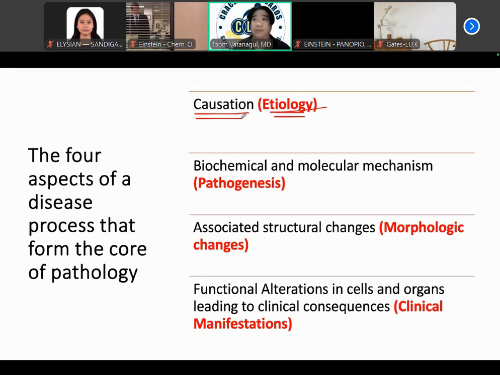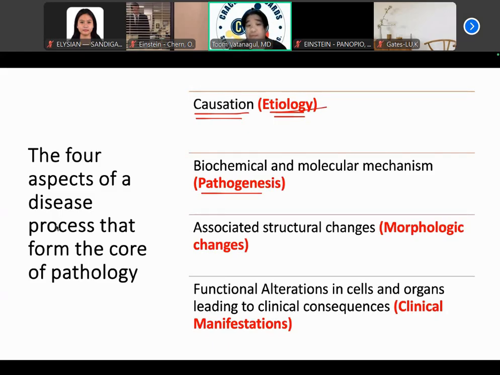Is it infectious? Is it chemical or physical agents? Is it genetic or inborn? Or is it acquired? Next is the pathogenesis, which includes both the biochemical as well as the molecular mechanisms. Now, the third core process, which basically forms the core of pathology, is the morphologic changes.